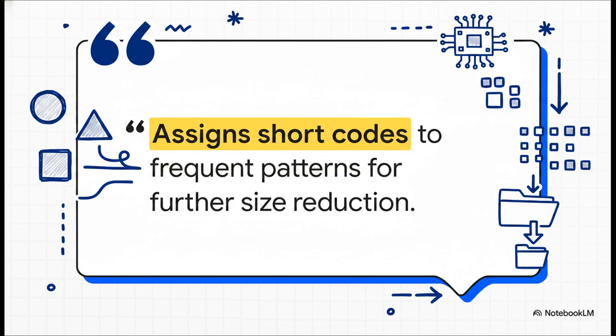Actually, if you think about it, it's exactly like how we speak every day. We use really short words for things we mention constantly. Words like I, the, or it. And we save the long, multi-syllable words for complex, rare concepts. Huffman coding does the exact same thing for digital data. It finds the symbols or pixels that show up the most and gives them the shortest possible digital codes.